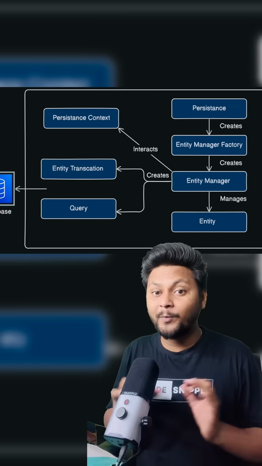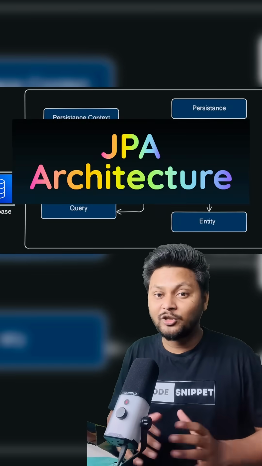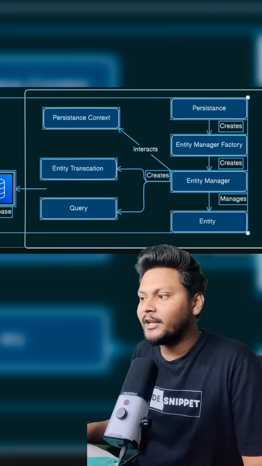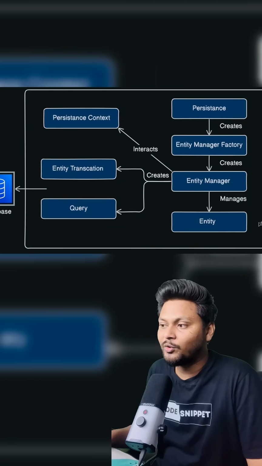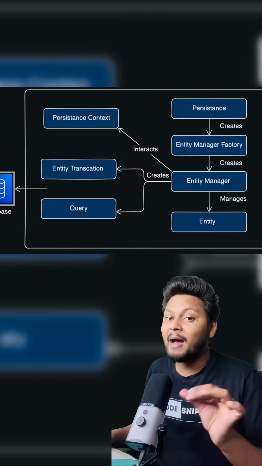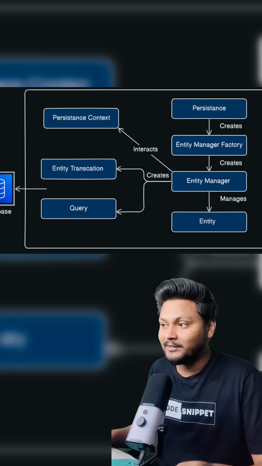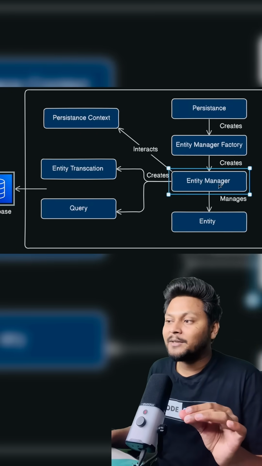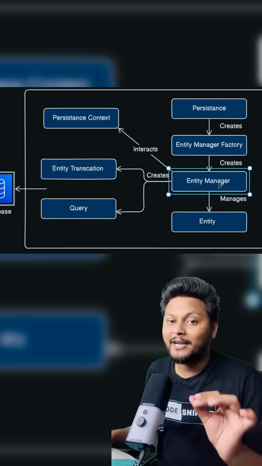So I'm sure that very few people are aware of the JPA architecture inside Java. This is basically the architecture of Java Persistence API. Here, first we have entity, right? Entity is basically a Java object which will be mapped to a table inside your database, right? And the entities will be managed by something called the entity manager, which is kind of an interface, right?